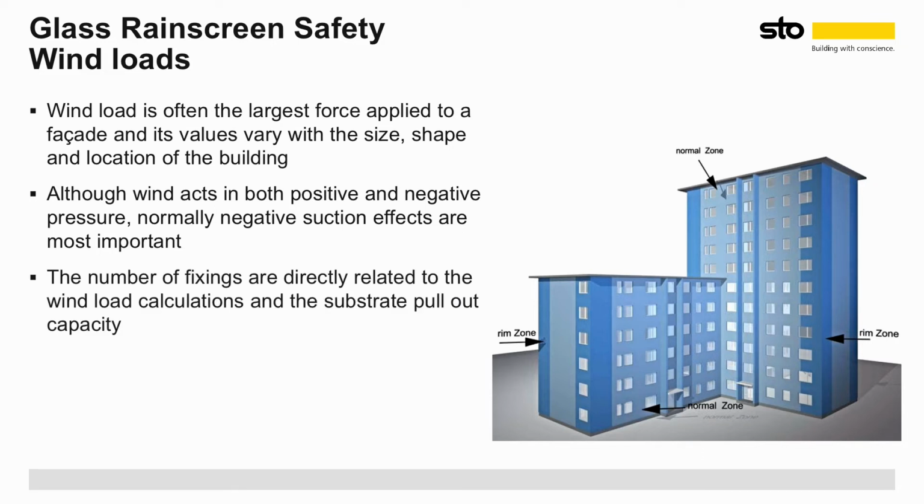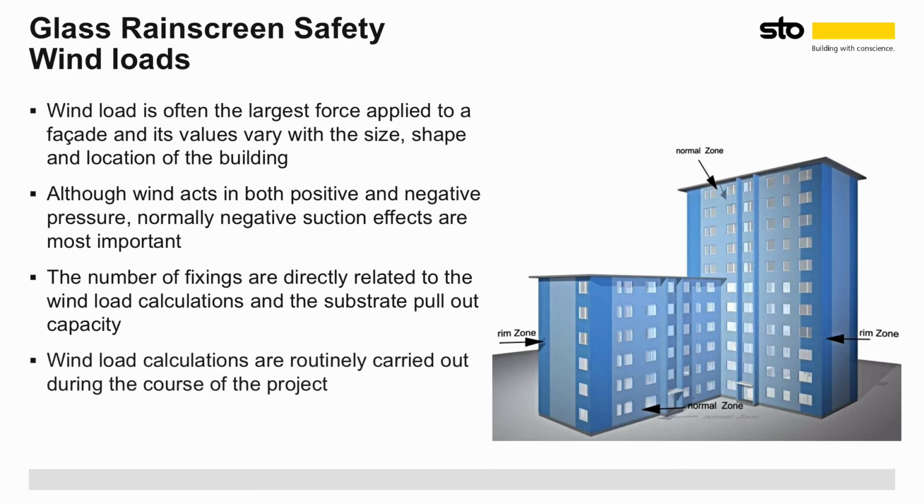The number of fixings are directly related to the wind load calculations and the substrate pull-out capacity. Note that on metal-framed, sheathed substrates, the fixings will need to go into the metalwork. It is highly unlikely the sheathing board will be able to carry the dead load or adequately resist the wind load.